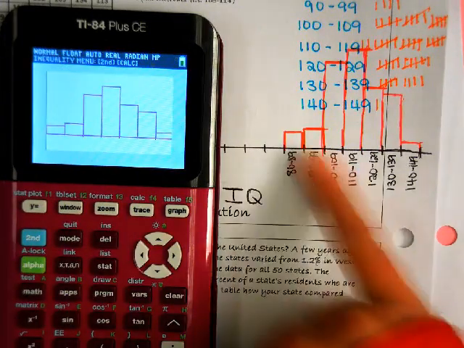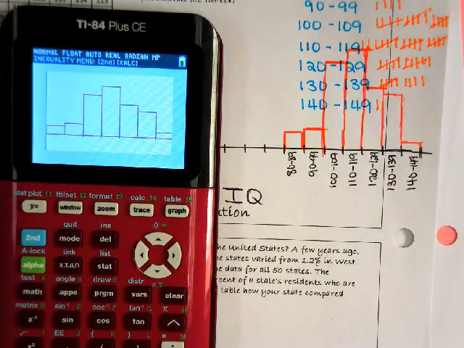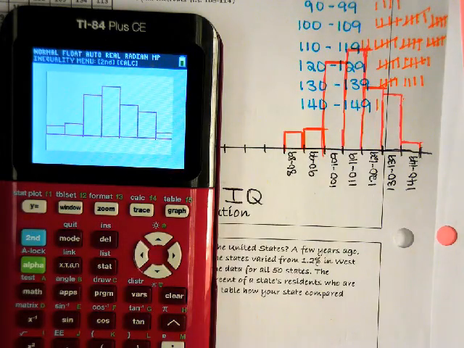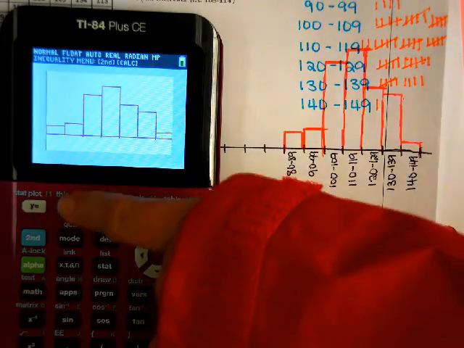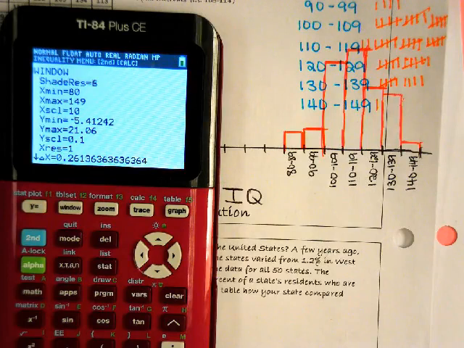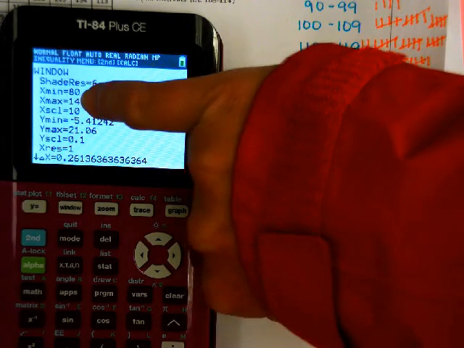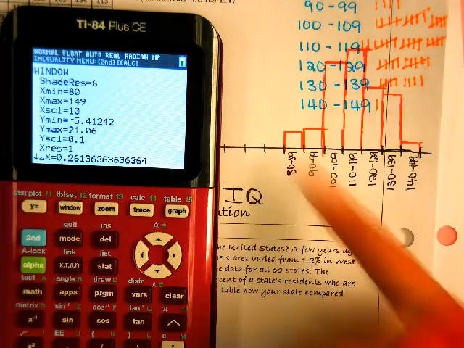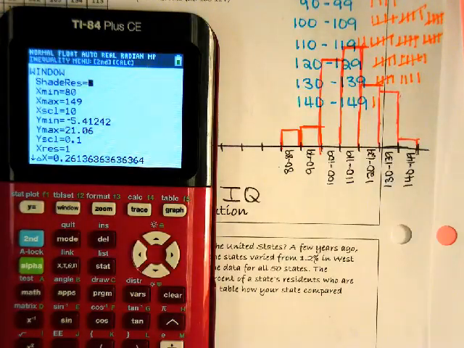Do enter the intervals into like the x. Yes. So listen up really quick, please. If you hit window, you can change the intervals. So if you change the x min to 80, the x max to 149, and tell it to go by tens, that's what we did by hand. Don't mess with the y. I mean, if you really wanted to, you could. That's just the scale on the y-axis, so how many are in each bar. The biggest thing, don't ever change x res or the delta x or anything below that, because that'll really mess up your calculator.